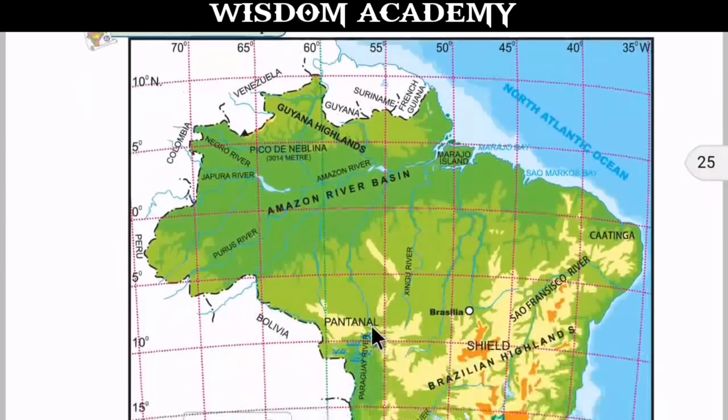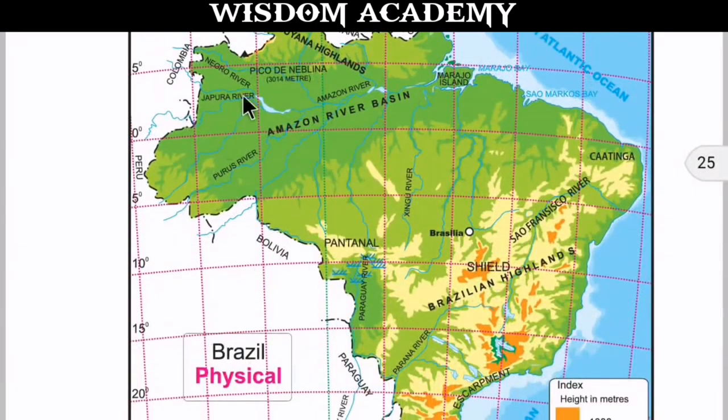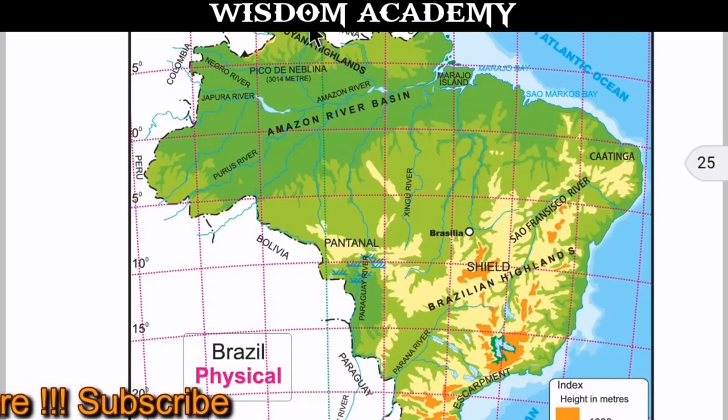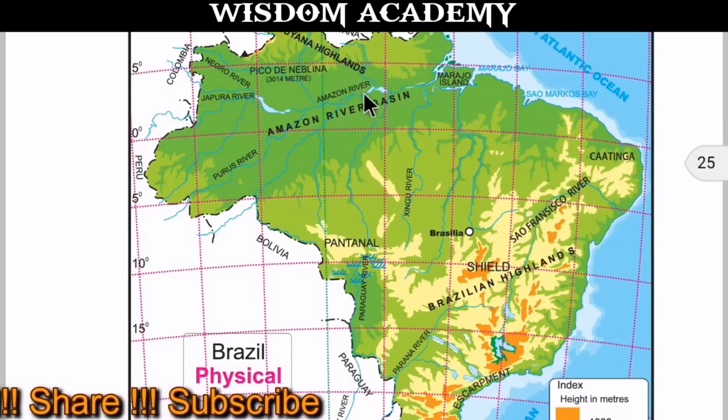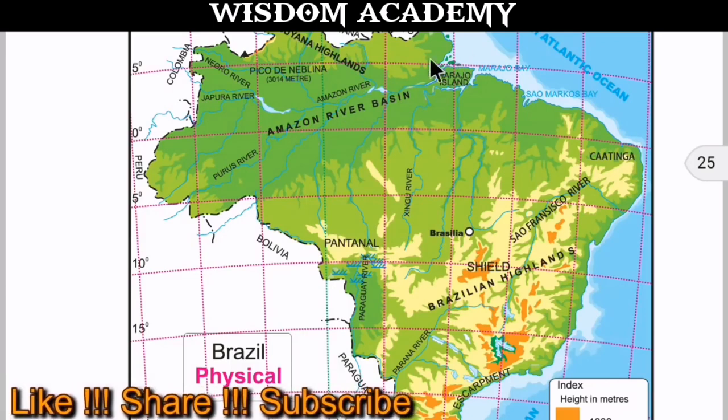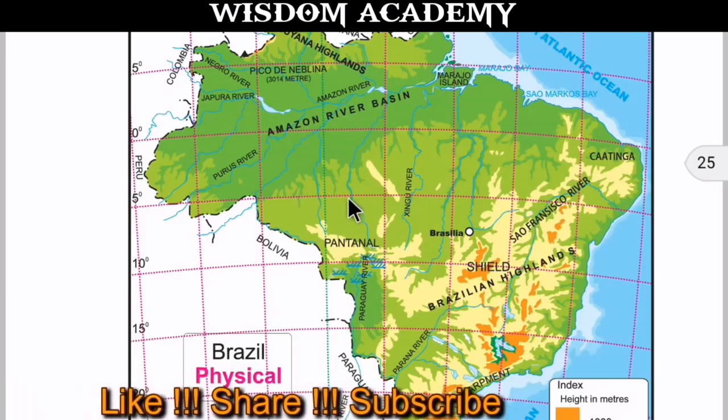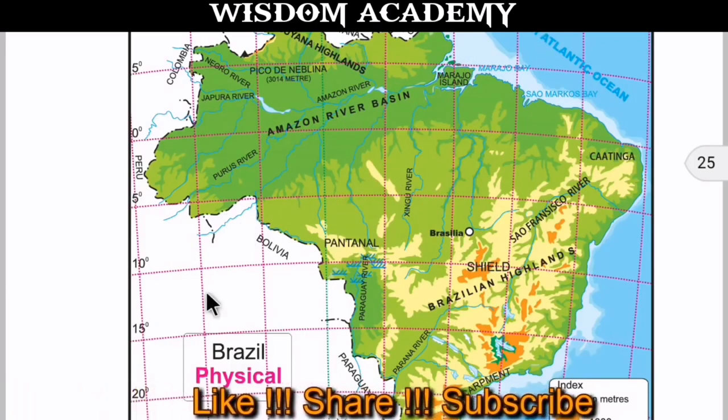Now the physiographic divisions of Brazil. On one side of Brazil there is ocean, on the other side there is land, other countries. So here we are having the Atlantic Ocean. And here we are having the Guiana Highland or Guiana Plateau type region. So Guiana Highland. Here we are having the Amazon River Basin. The Amazon River Basin is a region from which the Amazon River is flowing.